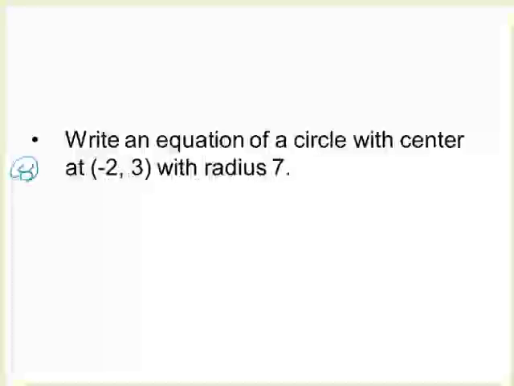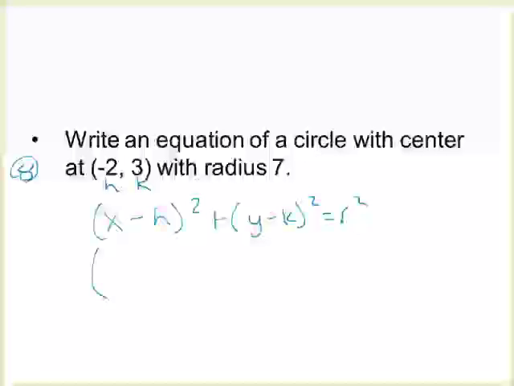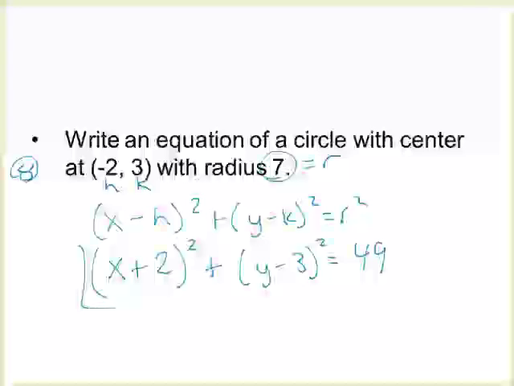Try that base equation again. (x minus h) squared plus (y minus k) squared equals r squared. h and k are the center. We need to be careful when we plug in the h this time. Why? Because it's a negative and the equation's already subtracting, so that means this is really going to be (x plus 2) squared and (y minus 3) squared. 7 is our radius, and in our equation we want that squared. So that's our final answer. Questions on circles?